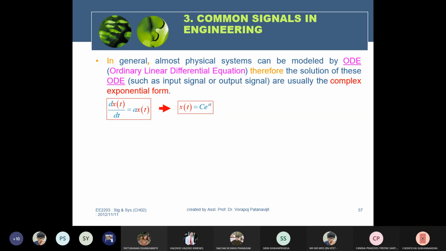Where does the signal come from? The signal comes from differential equations. In general, almost every physical system can be modeled by an ODE, an ordinary linear differential equation. Therefore, the solutions of these ODEs, such as the input signal and the output signal, are usually in complex exponential form. This is an example of a differential equation.